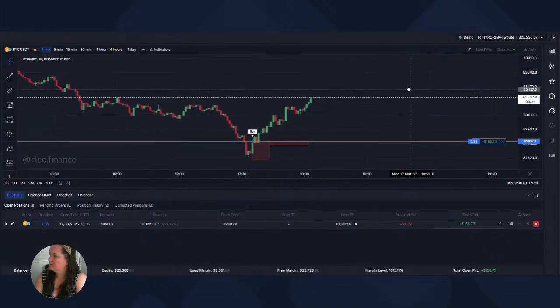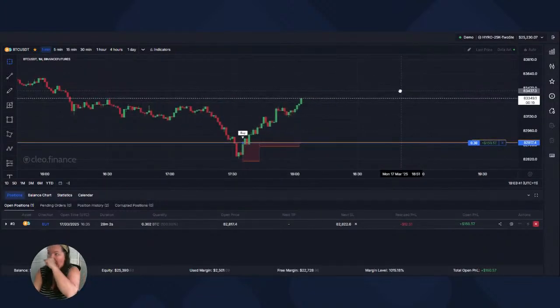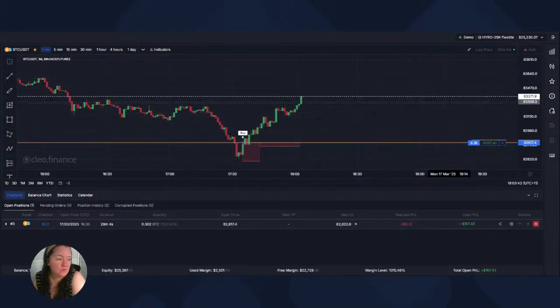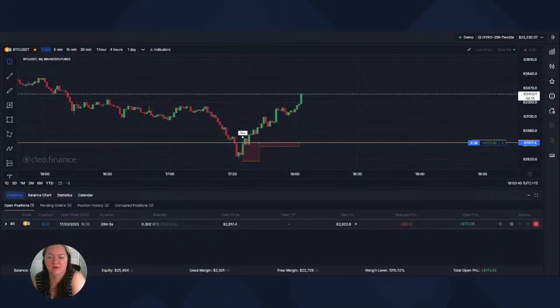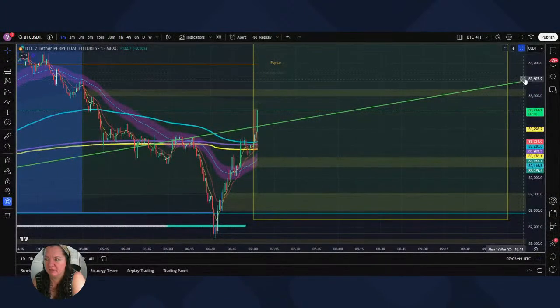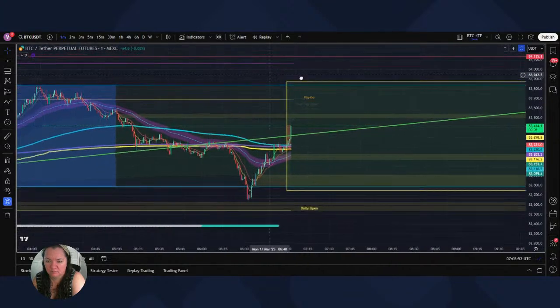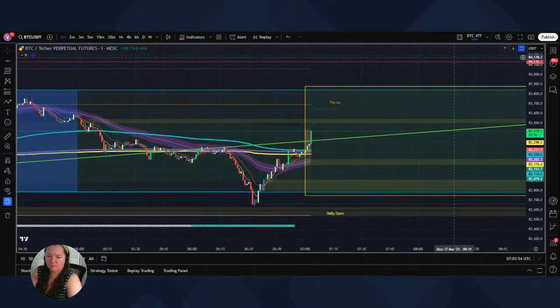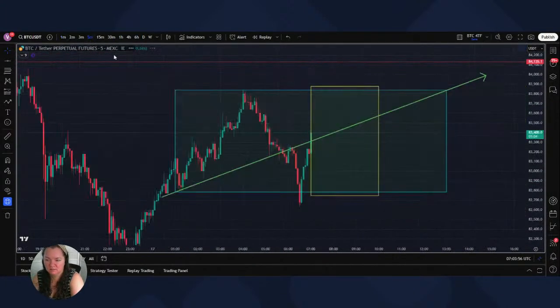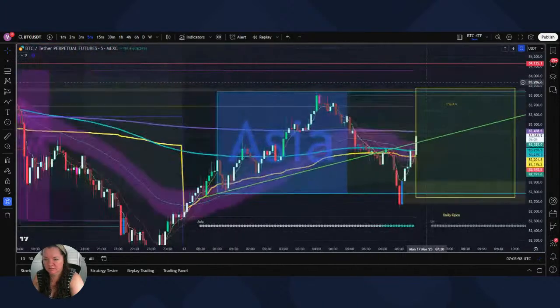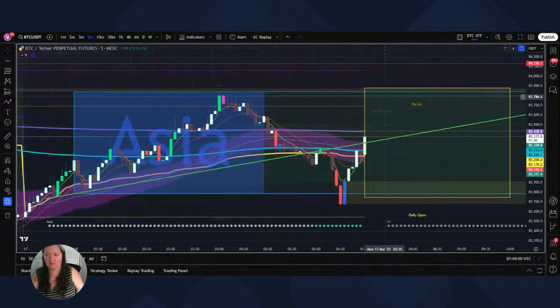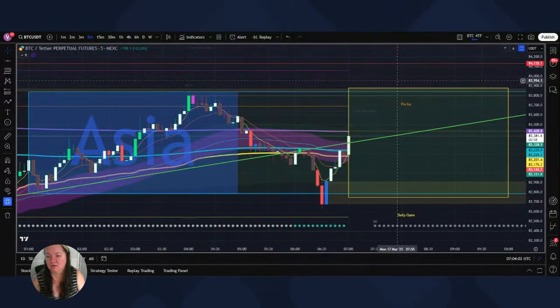I'm gonna do that. Okay, so there we go. So there's the green candle. And if we go up here, I wouldn't be surprised if this turns green now.